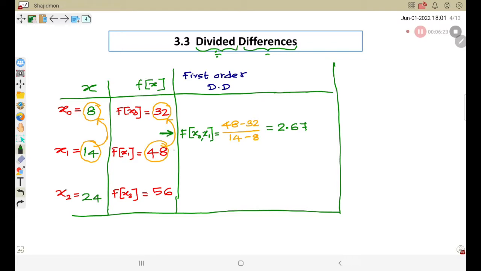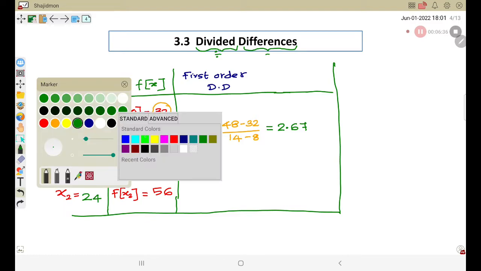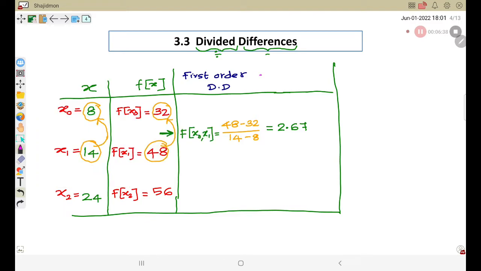So the difference between the y numbers, 48 minus 32, divided by the difference between the x numbers, 14 minus 8. That is the meaning of divided difference. Now this is the first order divided difference. First order divided difference means, as I told you, we are taking how many x numbers? 2 x numbers at a time, correct? So that means x0 and x1.